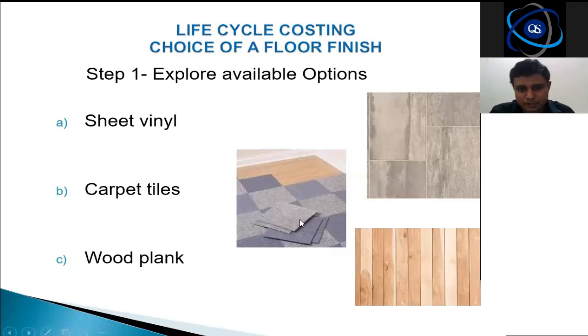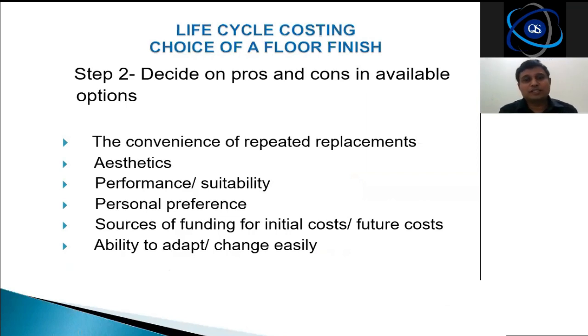Then carpet tiles is another option, which is a very common option. Then wooden plank is also another option. So you do a market survey, and then you select, okay, these are the 3 options which are available. So your step 1 is select. Then you go to step 2, decide on pros and cons in available options. Number 1, convenience of repeated replacements.